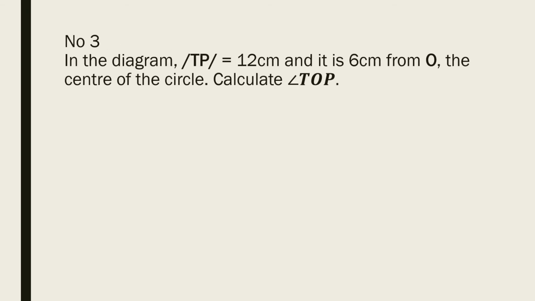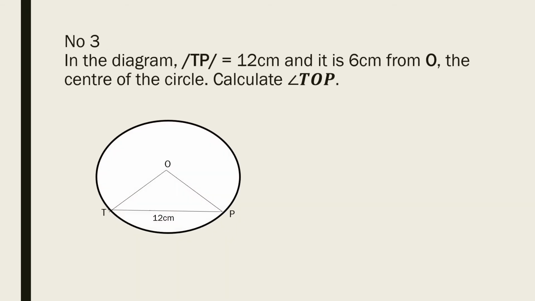Alright, this is our number 3, and this is our diagram. We have TP equal to 12 cm. This is our TP. Let me use our pointer to show you. We are told that this TP is 6 cm from O. From here to here is 6 cm, and O is the center of the circle. We have to find angle TOP.